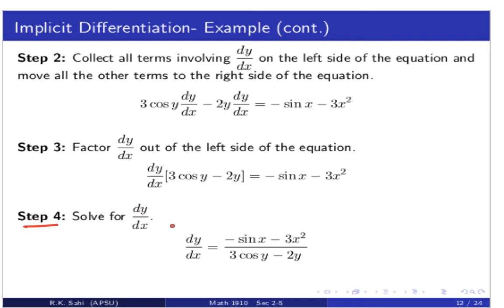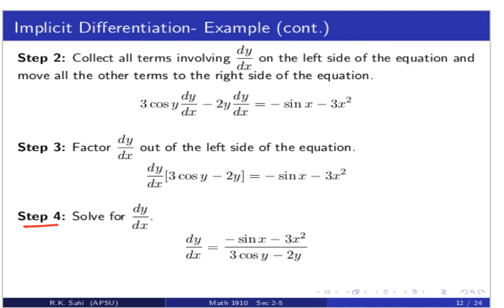Solving means the coefficient of dy by dx should be 1. So you take this term which is next to dy by dx in step 3 into the denominator of the right hand side. So your final answer is dy by dx equals negative sine x minus 3x squared divided by 3 cosine y minus 2y.